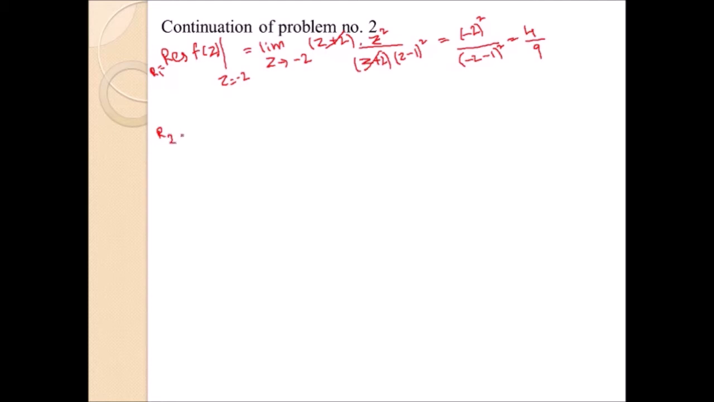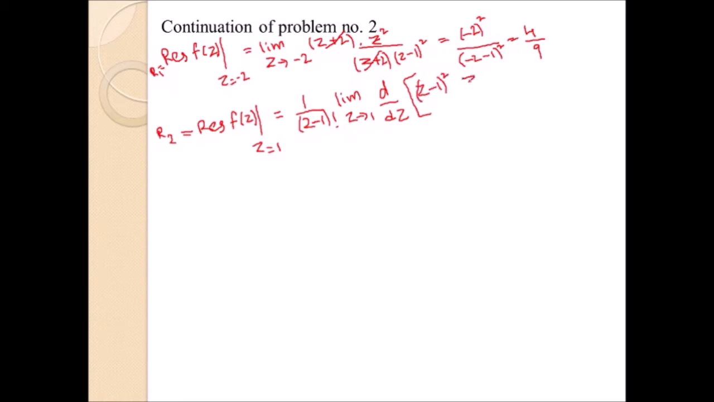Now we'll move to the second residue, R2. R2 is the residue of f of z at z equals 1. Since it is a pole of order 2, this will be given by 1 by (2 minus 1) factorial, limit z tends to 1, d by dz of (z minus 1) whole square into z square by (z plus 2) into (z minus 1) whole square. So we can cancel out z minus 1 whole square and z minus 1 whole square.